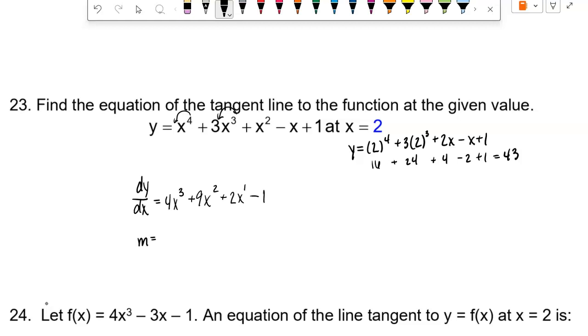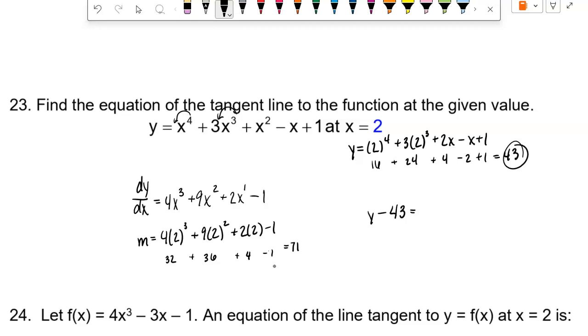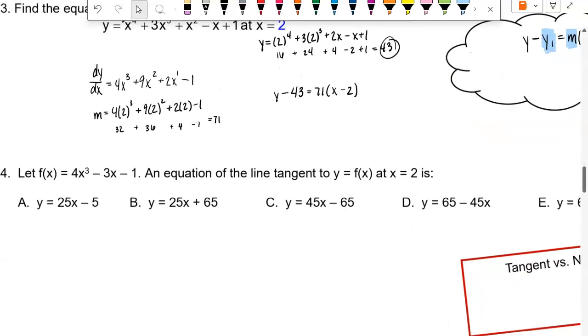From here, to figure out my slope, we're going to plug in the 2 for x. And then we can find our slope, and you should get that the slope is 71. So from here, we've just got y minus y1. My y sub 1 is 43 that we got from right here, and equals m, which is 71, times x minus x sub 1, which is 2. And that's my final answer. This is the equation of the tangent line.